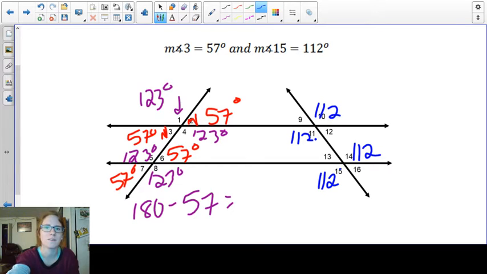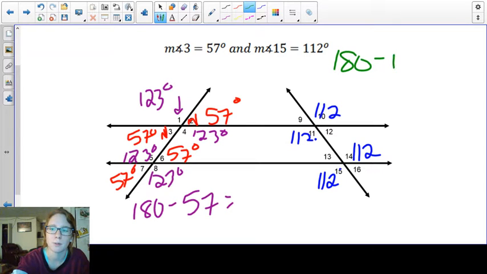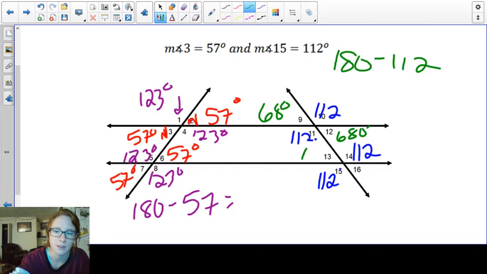So then likewise, to find 9, 12, 13, and 16, we're going to take 180 minus 112, which gives me 68. So all these other angles are 68 degrees.